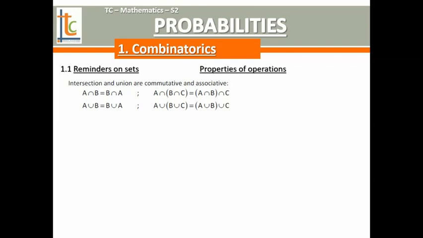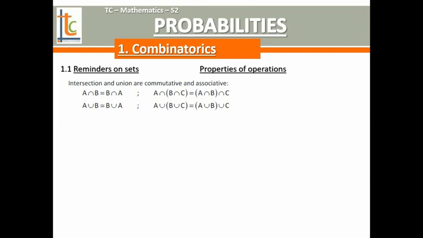For the union, it's the same. A union B equals B union A. So you can imagine, thanks to the former examples, that yes, indeed, it's true. The associativity is true as well, like for addition and multiplication for numbers. 2 plus 3 plus 5 equals 2 plus 3 plus 5, and for the multiplication it is true as well. Here, the intersection and the union have the same properties.